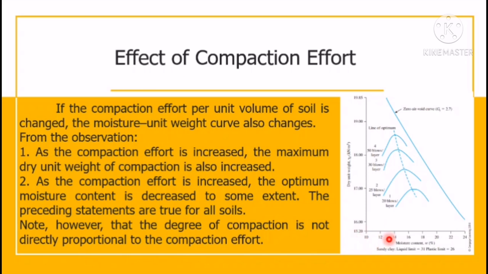So, this is an example of results of dry unit weight versus moisture content and the number of blows per layer. So, if you look at this one, mas maraming blows per layer, mas mataas yung kanyang dry unit weight. But, again, the degree of compaction is not directly proportional to the compaction effort. So, this is just an example sa sandy clay. Nung inobserbahan yung sandy clay na kinompact siya, ito yung lumabas. Mas tumaas yung ating dry unit weight at 50 blows per layer compared sa 20 blows per layer.